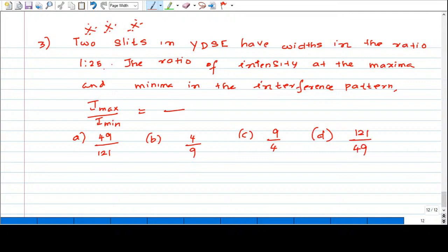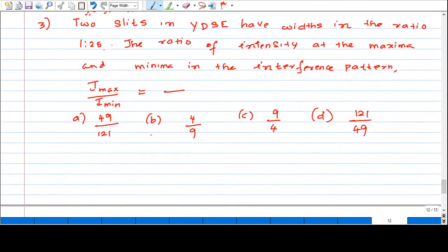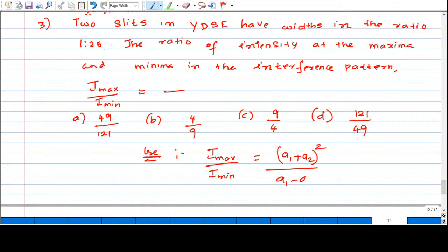So now we are going to use only the shortcut method. We can also do this same sum by the formula method. If you want to go with the formula method, you can use it. That also I will tell you. If you want I max by I minimum, you can use the formula (A1 plus A2) the whole square by (A1 minus A2) the whole square. This is one of the formulas.